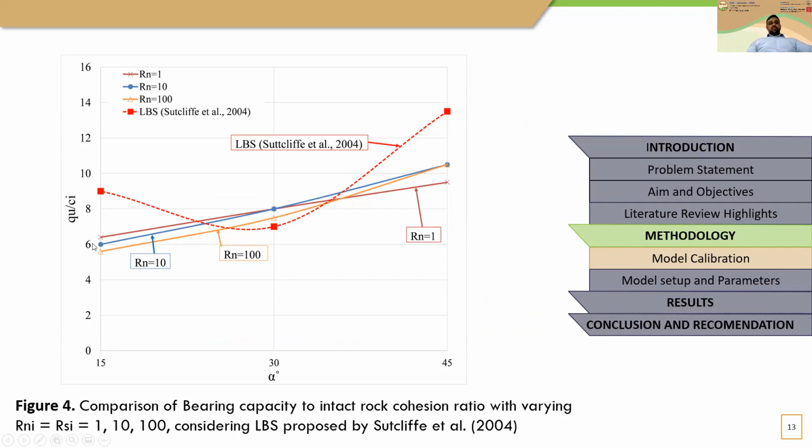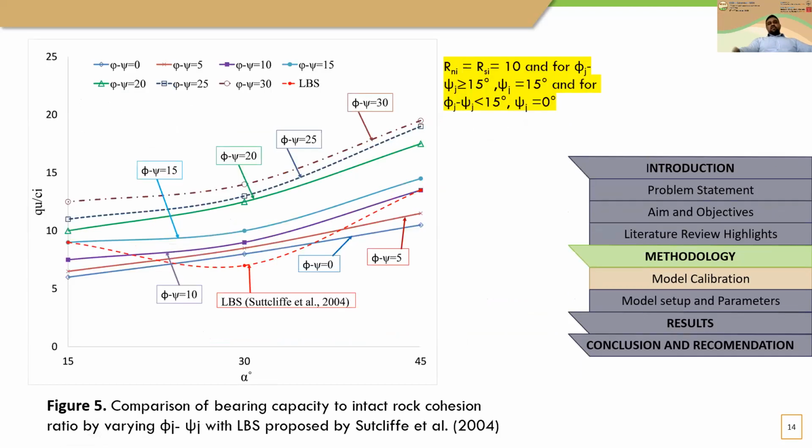However, we have selected Rn equal to 10, which will be used for the second part of our calibration, which is the use of the dilation angle. As you can see, the difference between the friction angle and the dilation angle has been increased by 5 degrees up to 30 degrees.